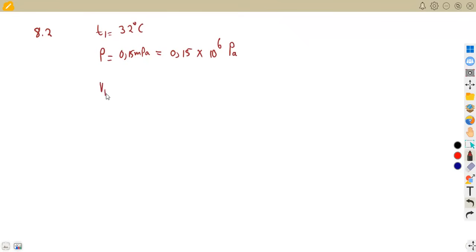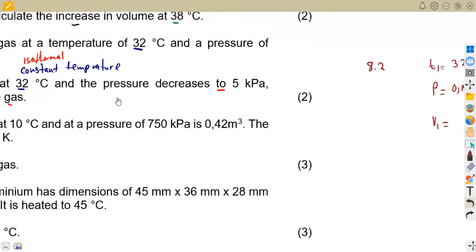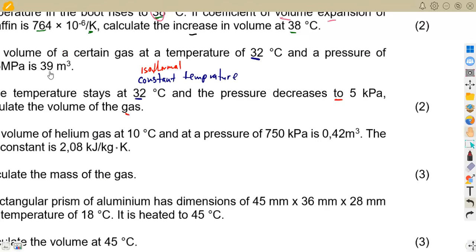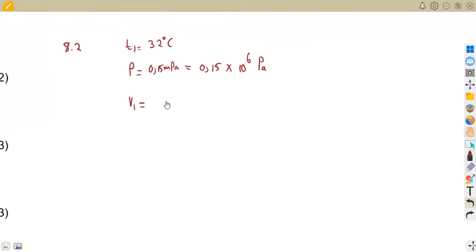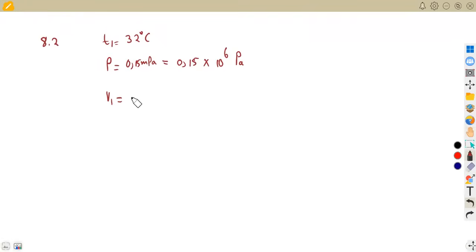Then we also have the initial volume of the gas. The initial volume is the one that you are given as 39 cubic meters. So we're going to have our volume of 39 cubic meters. All right, list your information properly.